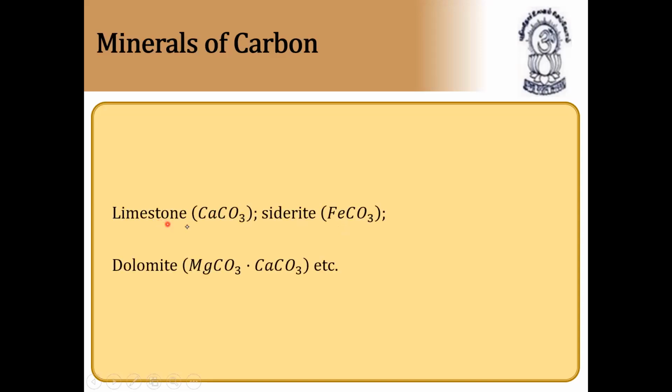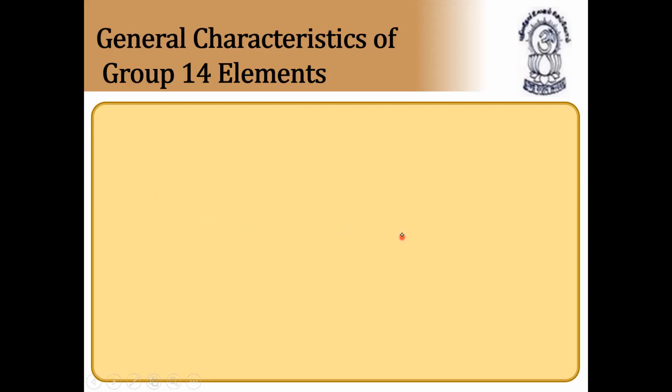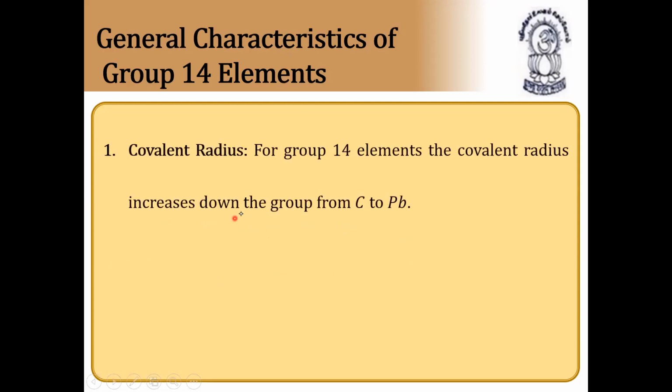Next, continuation. Minerals of carbon: calcium carbonate, magnesium carbonate, dolomite. Dolomite is nothing but magnesium carbonate and calcium carbonate. These are the main ores of carbon. Next, general characteristics. General physical and chemical properties we are going to study now.